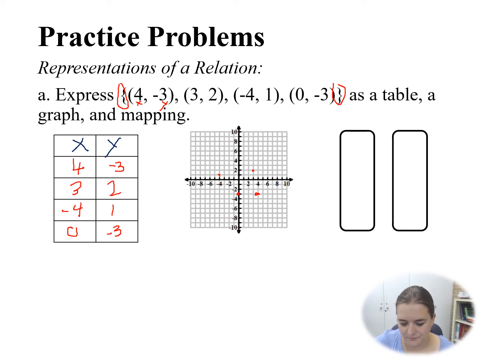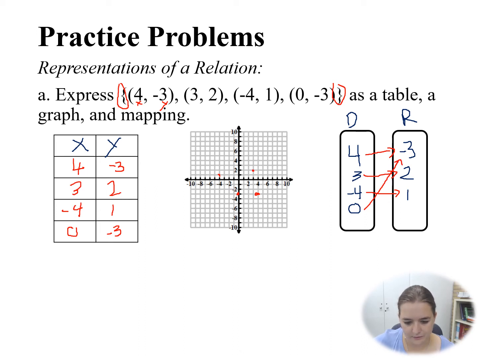Now it's time to map it. So to map it, again, I need to label this. I'm going to have my domain mapping to each element in the range. My domain looks like 4, 3, -4, 0. And my range, I have -3, 2, 1. And then I have a -3 again, but because I'm mapping it, I can leave it alone. I'm going to show that 4 partners with -3, 3 partners with 2, -4 partners with 1, and then 0 also maps to -3.